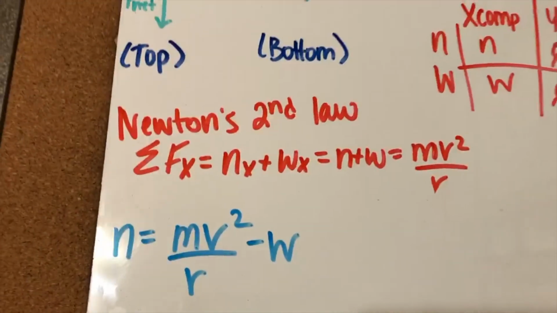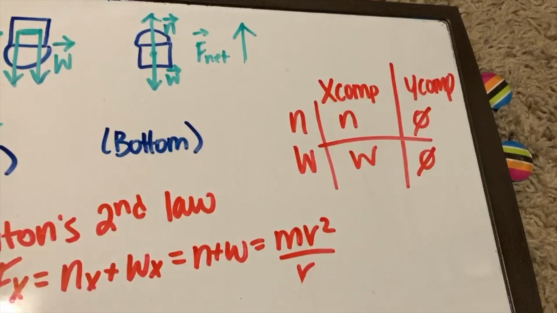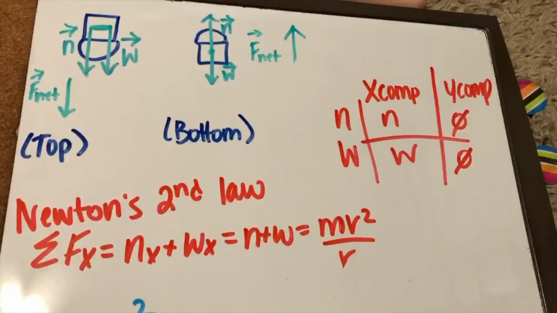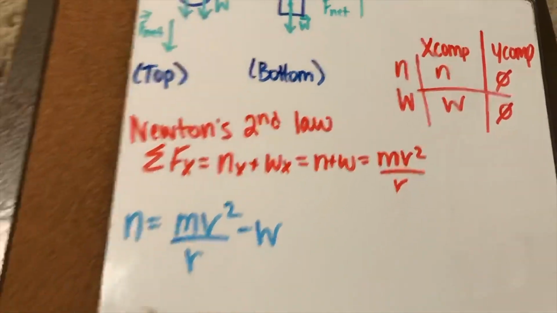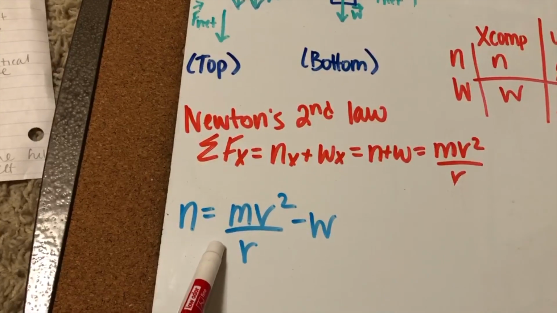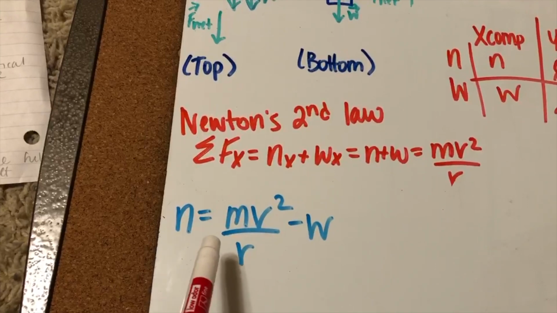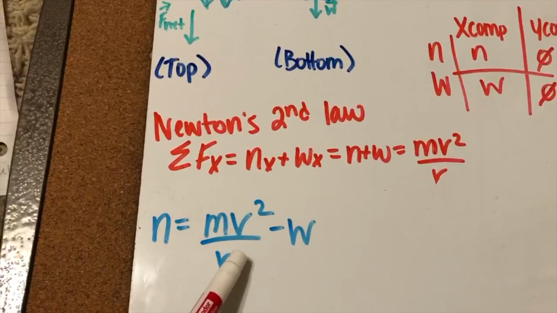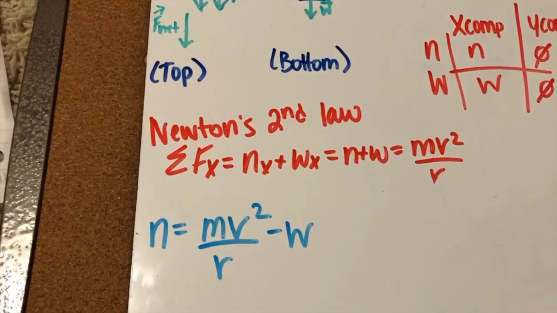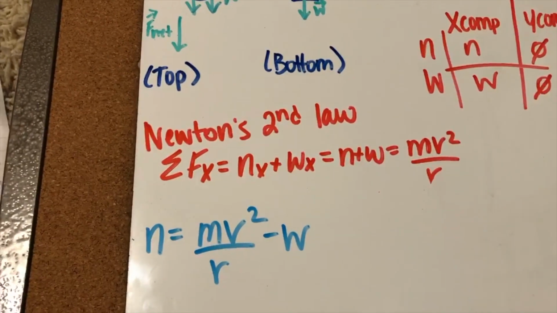From here, we can establish a relationship using Newton's second law of the net force. So you find the x and y components. Here we would just be using the x component, and you write a relationship, and you can rearrange to get the equation: normal force is equal to m times v squared over r minus w. So normal force is equal to mass times velocity squared over the radius minus the weight. As velocity decreases, there comes a point where mv squared over r is going to equal w, and N will be equal to 0.